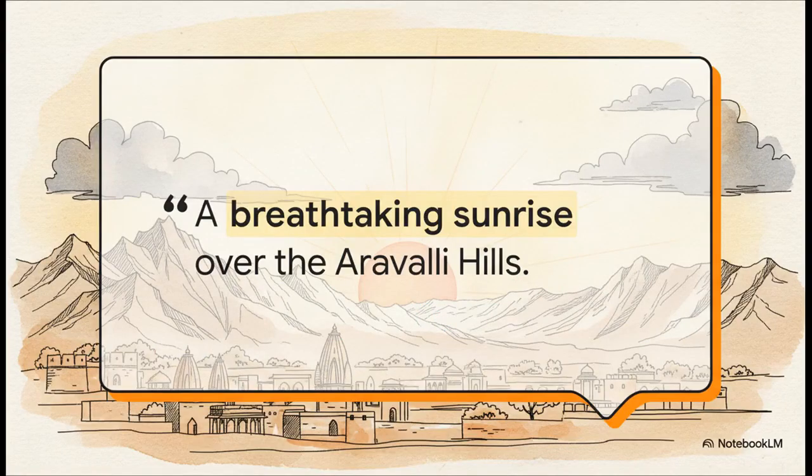So listen to this opening line: a breathtaking sunrise over the Aravalli Hills. I mean, instantly, the prompt just drops us right into the epic atmosphere of 12th century Ajmer. Notice how the creator doesn't start by describing the characters. No, they start with the environment, using a sunrise to basically signal the dawn of a new era. It is a perfect visual hook, and it tells the AI to create a sense of massive scale and awe right from the very first frame.